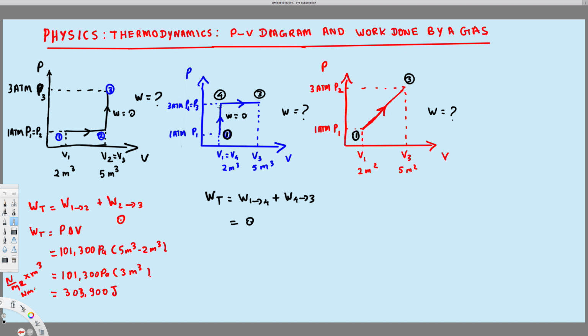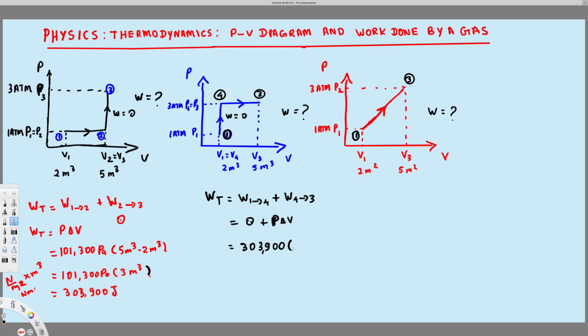W4 to 3: the pressure is constant, so this is an isobaric process. Whenever we have an isobaric process, we can use W is equal to P delta V, right? P we know is 3 atm. We have to convert this into Pascal. It's going to give us the same value as before because we multiply 3 atm by 101,300. So that's going to give us 303,900.